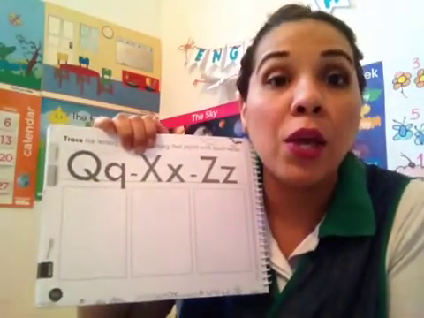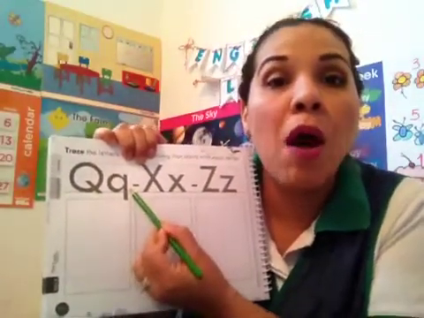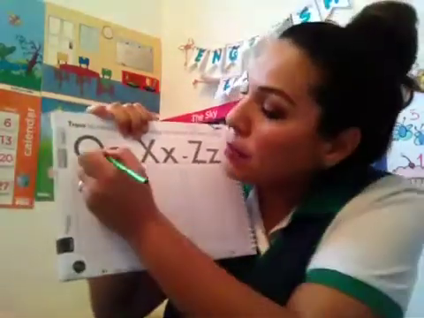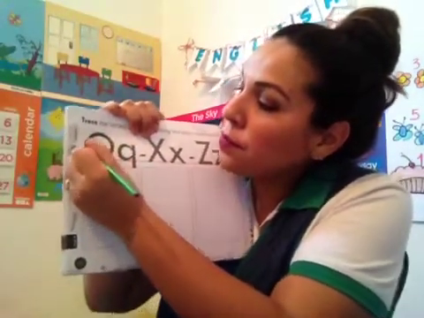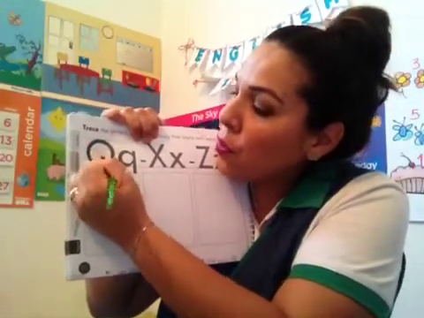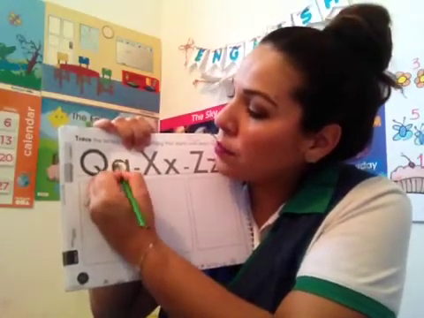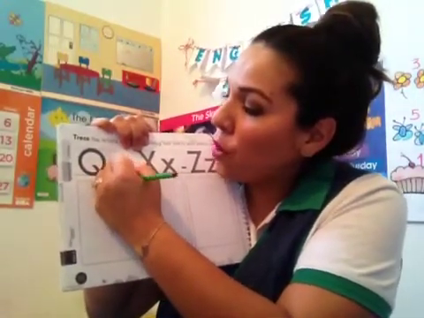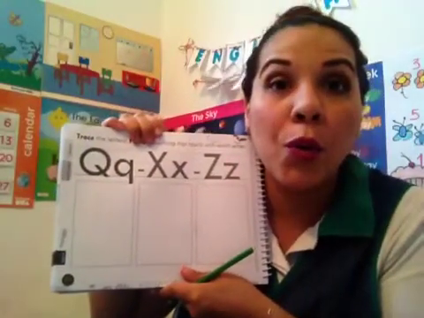Okay, repeat. Q. Capital letter Q. Small letter Q. We are going to trace the letter 3 times. Let's do it. 1, 2, 3. Small letter Q. 1, 2, 3. Okay, and do you remember some objects that begin with letter Q?